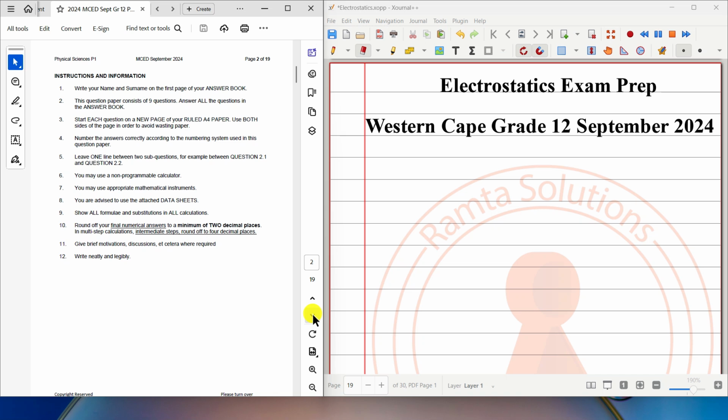And the last instruction that I like because a lot of us are struggling with it. Instruction 12. Write neatly and legibly. That's very important. Guys, we need to improve our handwriting. That's very, very important. Okay? All right, now let's get to the questions.